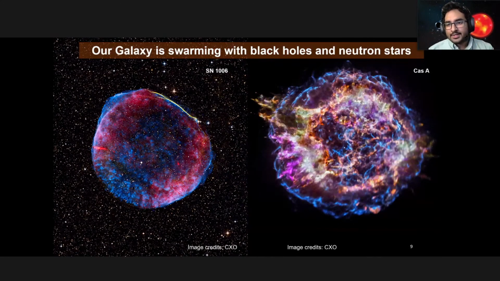So I think it is clear that our Milky Way is swarming with neutron stars and black holes, and some of them may be in binaries around other stars. To put some numbers into context, there are an estimated 10 to the 9 neutron stars, so about a billion, and about 10 to the 8 black holes all over the galaxy. To understand their formation and their mass distribution, it is of interest for us astronomers to search for these compact objects.